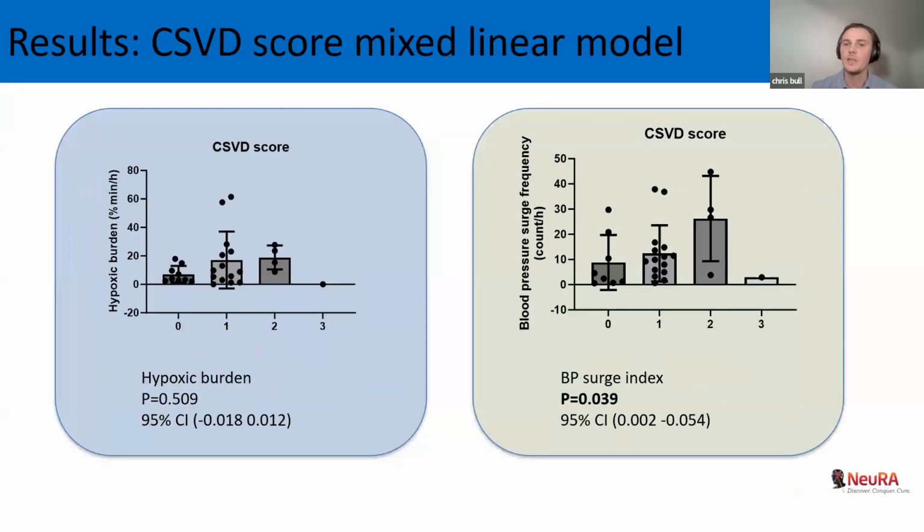And then when we looked at how this compared with the CSVD, the cerebral small vessel disease, we found that only blood pressure surge frequency was able to significantly predict the severity of cerebral small vessel disease. This was not present in the classical understanding of the hypoxic burden.